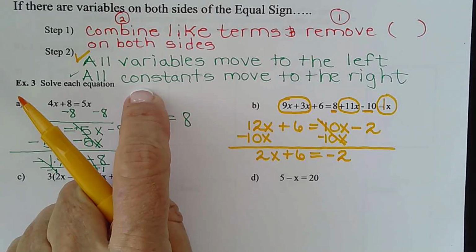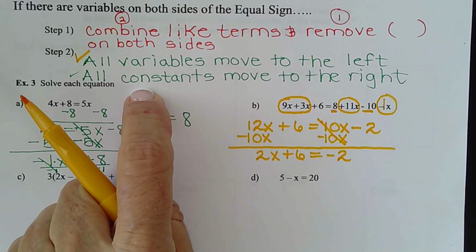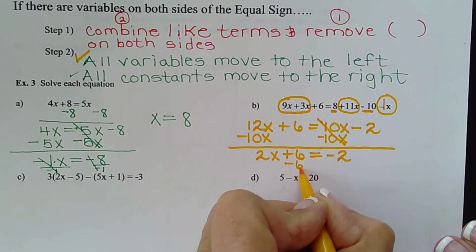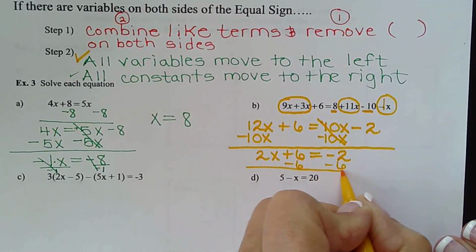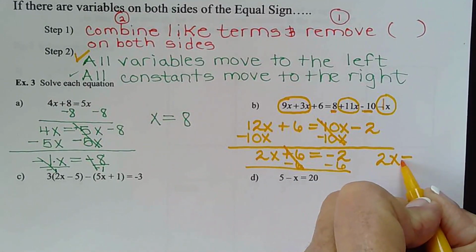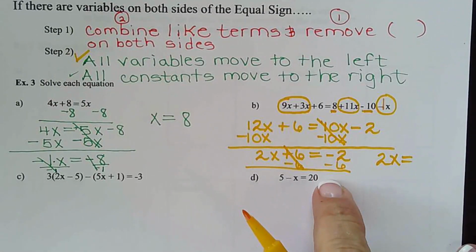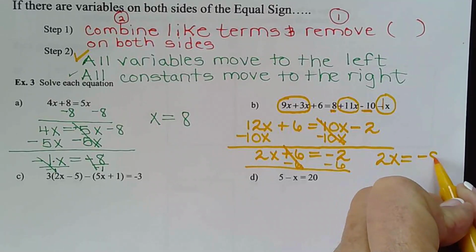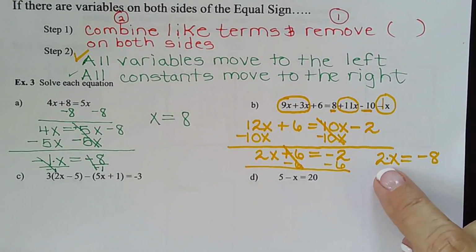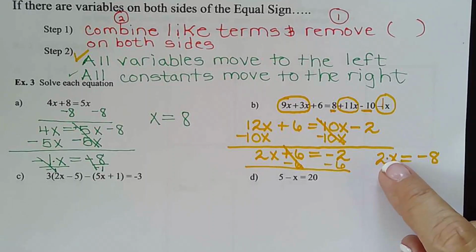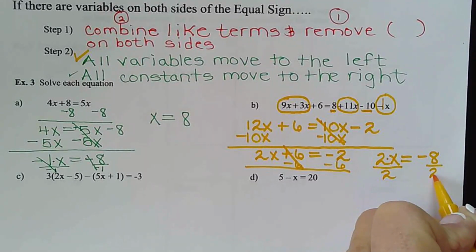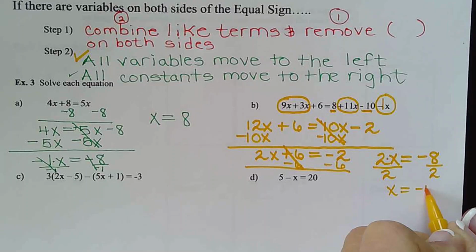Now I need any constants, that means numbers without variables, move to the right. So this needs to move over here, so do the opposite, subtract 6. And that leaves me, that cancels, 2x equals, when the signs are the same, we add and keep the sign, so that'll be negative 8. And then my last step, do the opposite to get x alone. So the opposite of times 2, divide by 2. And I get x equals negative 4.